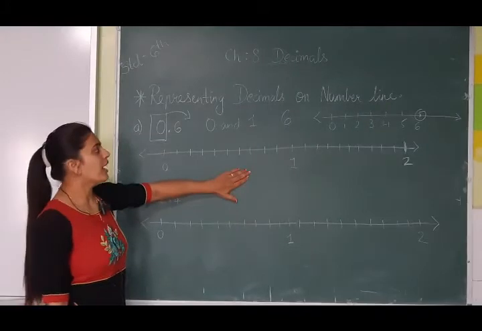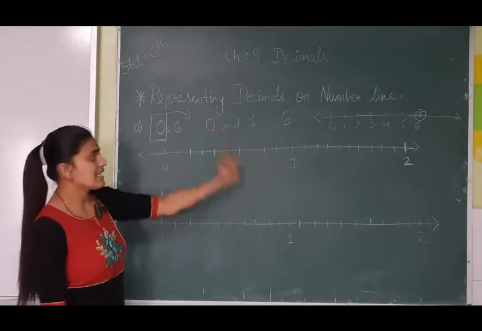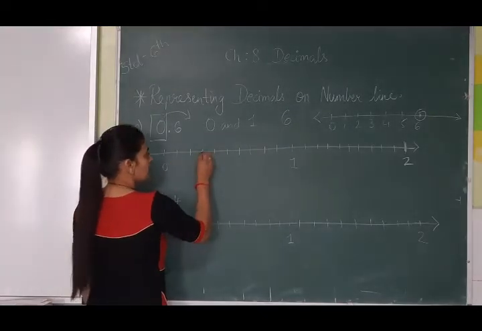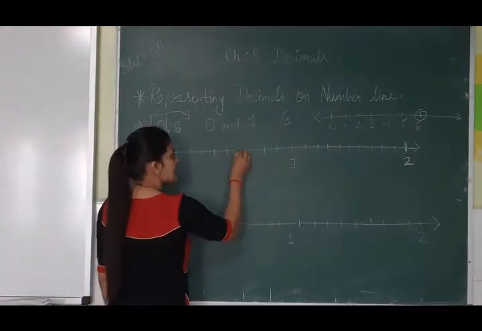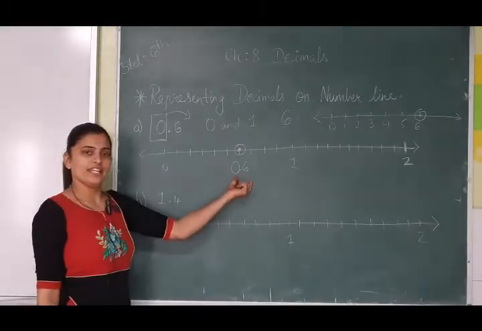Now what we have to mark is 0.6. So after 0, we have to move 6 points: 1, 2, 3, 4, 5, 6. So here we get 0.6. Okay, it is very easy.